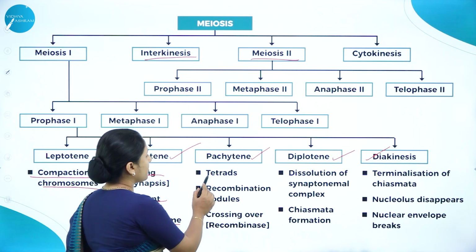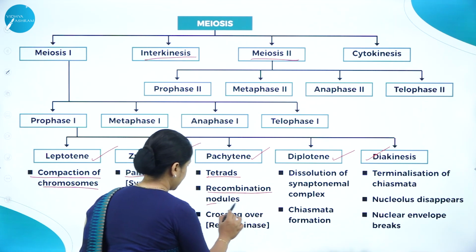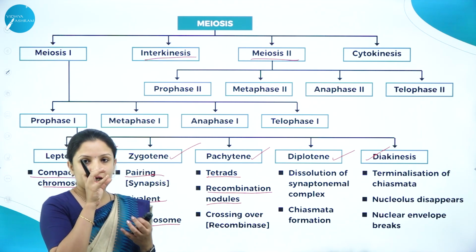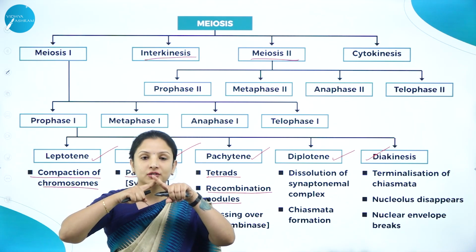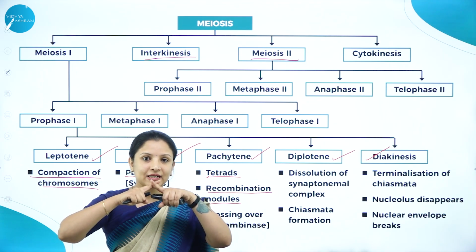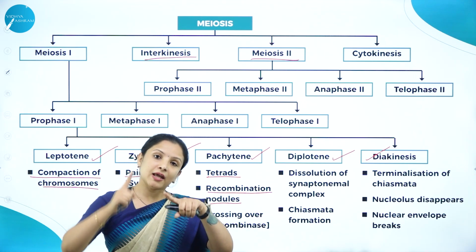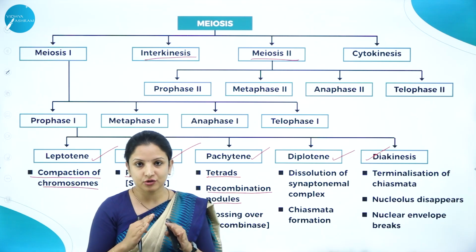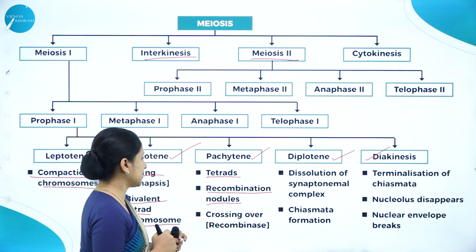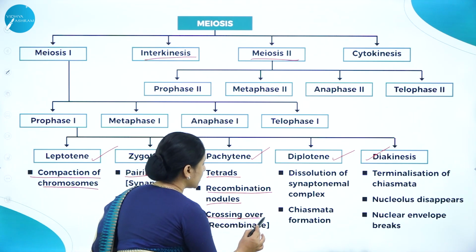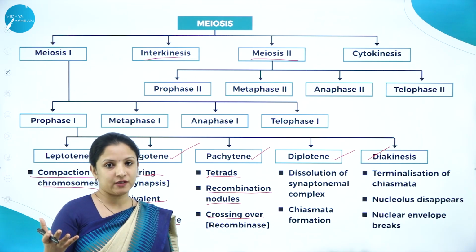After that, tetrad formation will occur in pachytene and recombination nodules will get formed there. Recombination nodules need to get formed so that where exactly the crossing over should occur between the non-sister chromatids, that place is marked by the recombination nodule. So wherever recombination nodules are there, crossing over between the non-sister chromatids, or chromosomal arms, will occur. Therefore, here crossing over will occur, wherein in the recombination nodules, the recombinase enzyme will get produced.